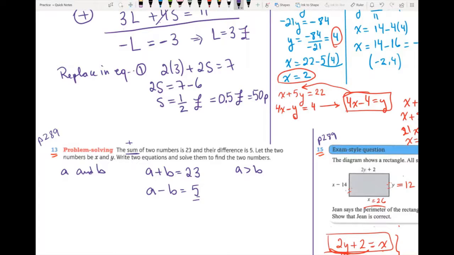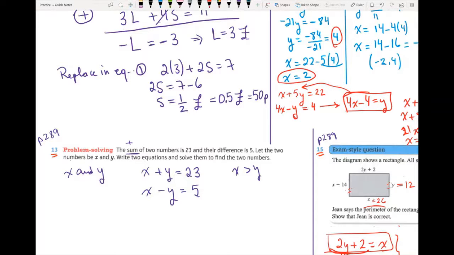Let the two numbers be x and y. So they already gave us x and y as the variables. Sometimes they don't give you the variables, they don't assign the variables. You have to assign them like I did. So since they assigned them, let's go by their variables. So this is x and y, and this is x and y, and it means that x should be greater than y. Write two equations. So we already wrote two equations, and solve them to find the two numbers.